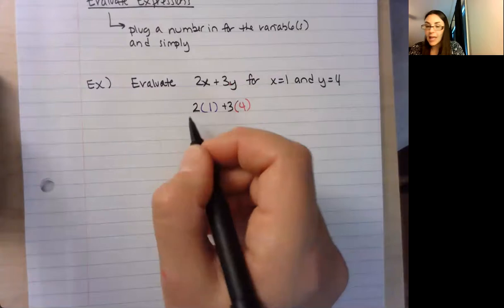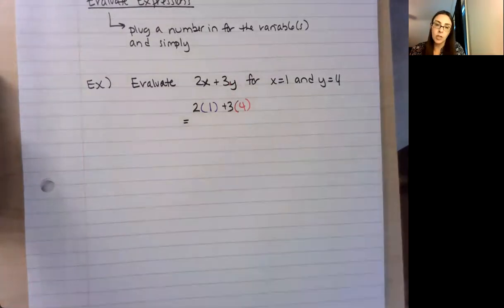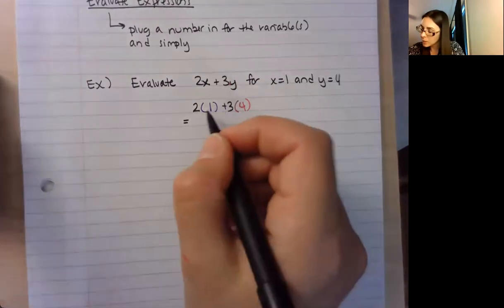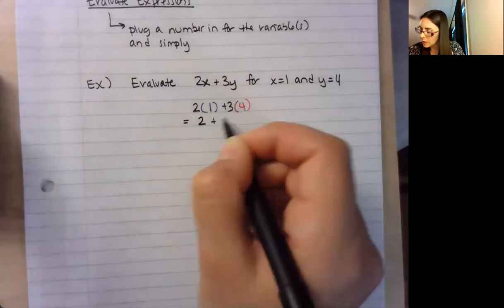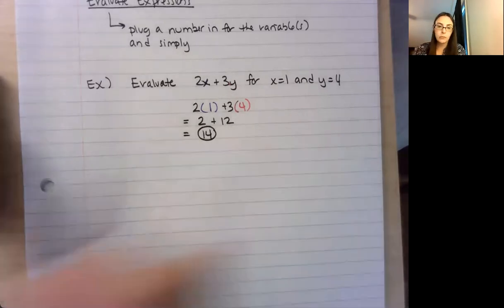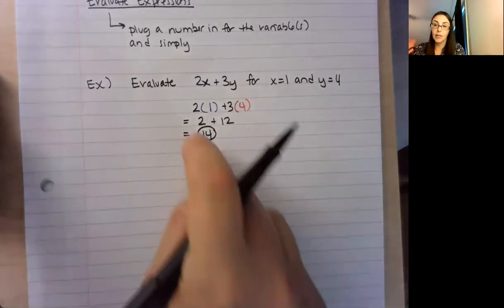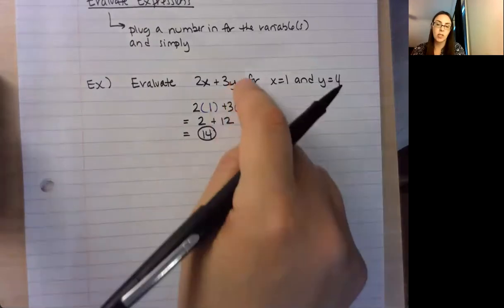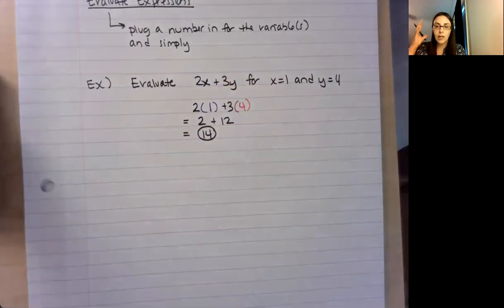I'm multiplying. And you do need to use your order of operations when simplifying. 2 times 1 is 2. 3 times 4 is 12. So I have 14 here for my answer. Now I am using equal signs to help me simplify, but notice that the original expression does not have an equal sign. So I'm just trying to clarify the difference between an equation.